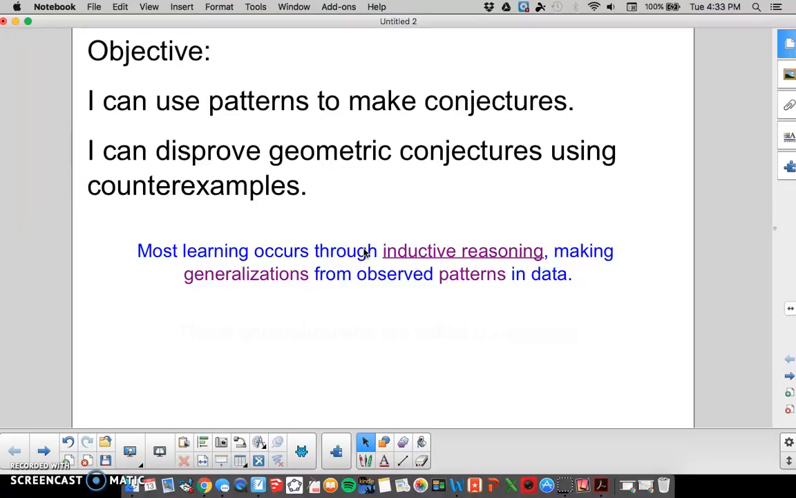As I explain concepts to you, you start to develop patterns in what you're seeing and making a generalization, like an inference or some sort of conclusion that you can draw. That is inductive reasoning, and that's what we're going to be using. Now, these generalizations in math have a special name. These generalizations are called conjectures. Just like a hypothesis in science, conjecture is kind of like an educated guess. We're going to draw a conclusion based on a pattern in data.